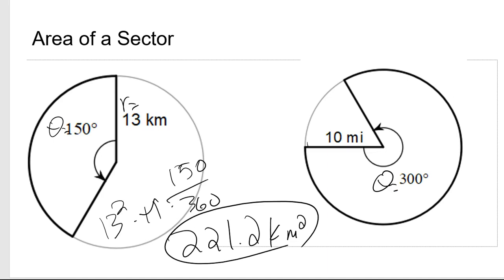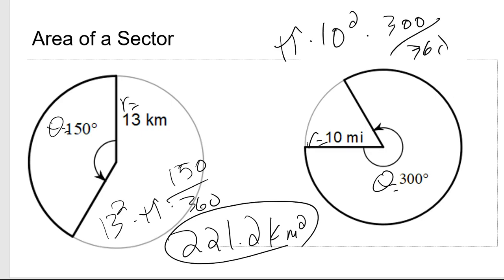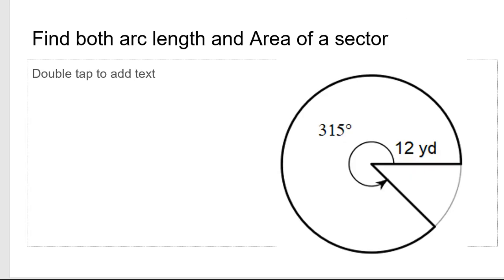Alright, here's my angle, here's my radius, so it's pi times 10 squared times 300 over 360. So we got 10 squared times pi times 300 divided by 360. My answer is 261.8 miles squared.